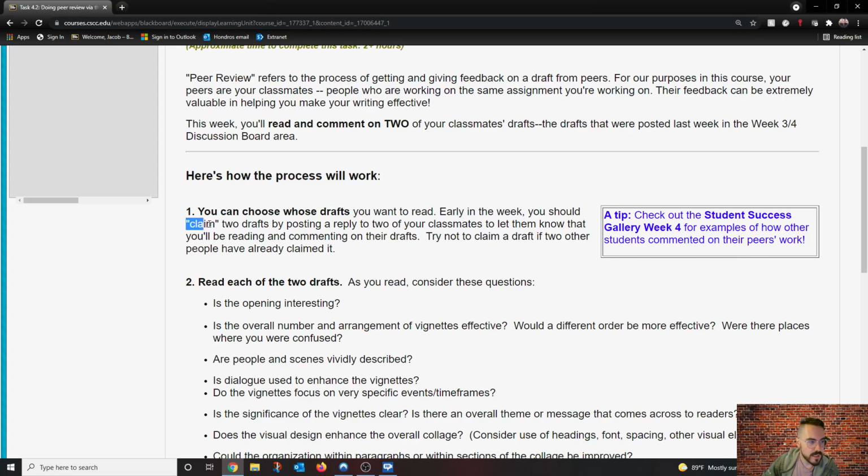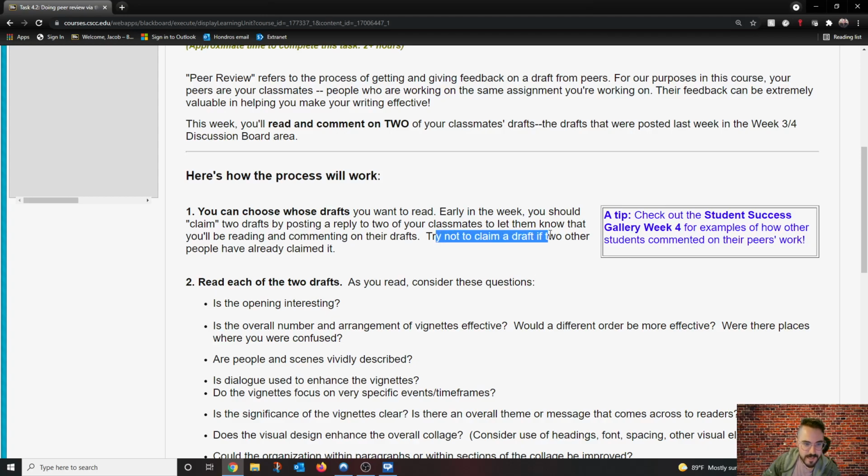Early in the week, you should claim drafts by posting a reply to 2 of your classmates. So just in the discussion board, go to where they have shared their paper, click reply, just say something like, I will be reading your paper this week, or I will be your peer review partner, just to let them know who they can expect to receive feedback from.